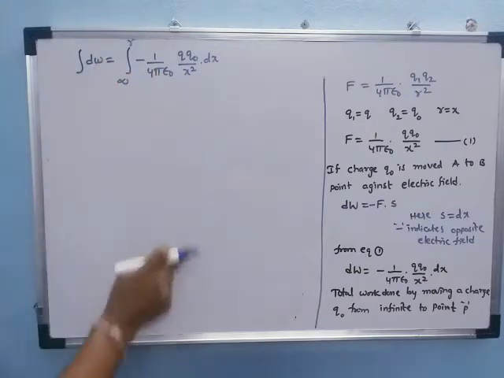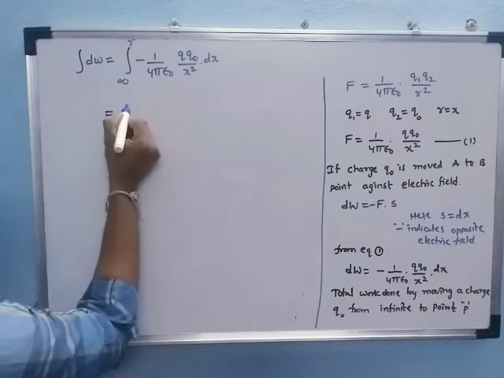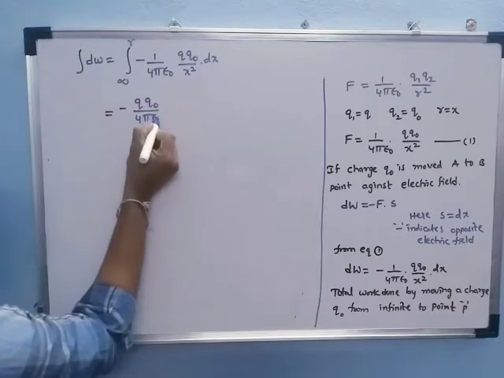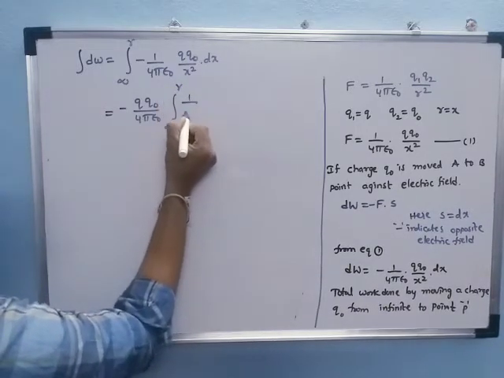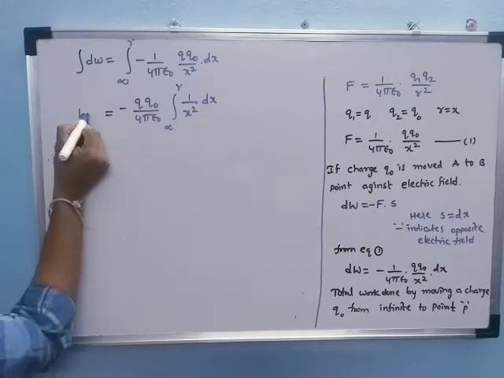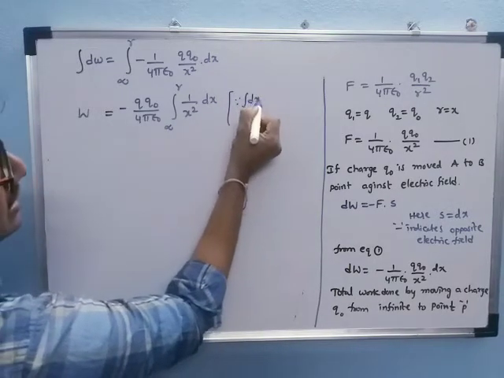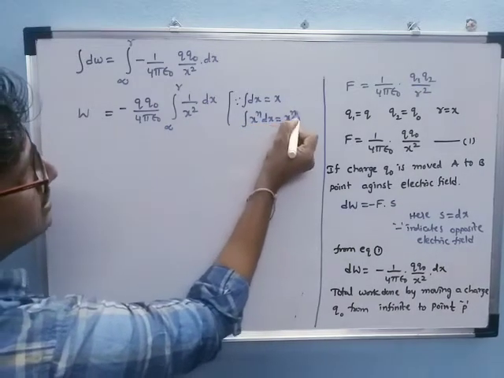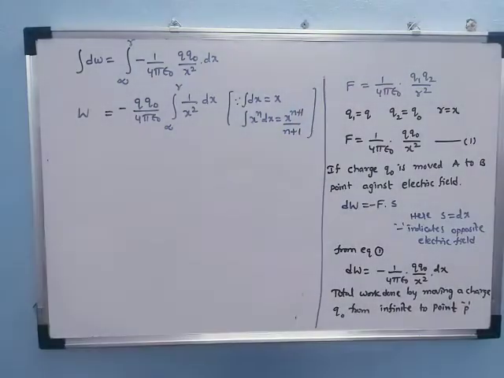Now we know that in integration, the constant values are written before the integration. Minus q naught is a constant, and 4 pi epsilon naught is also constant. What is the variable? Integration from infinity to r of 1 by x square into dx. Integration of dW is W. We know the basic formulas: integration of dx is equal to x, and integration of x to the power of n dx is equal to x to the power of n plus 1 by n plus 1.